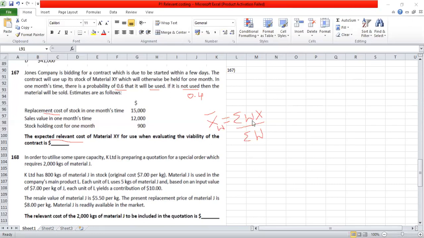So the variables here: if the material is going to be used, it will be replaced at a value of 15,000. If it is not used, it will be sold at a value of 12,000. So these are the two cash flows. Let's put this. For each of these options, probabilities are given, so let's first mention the probabilities.